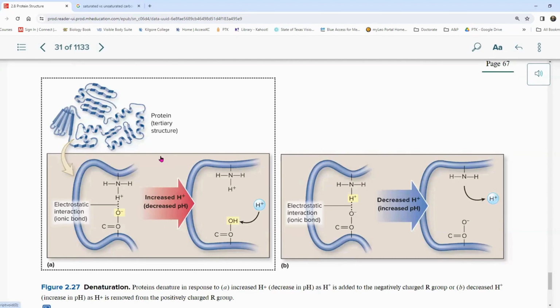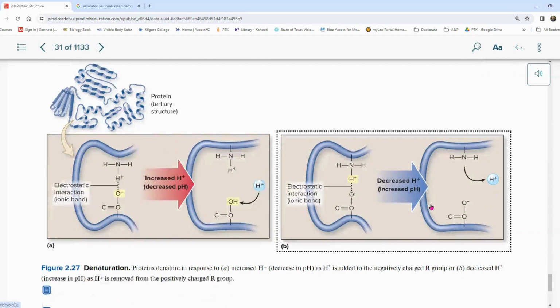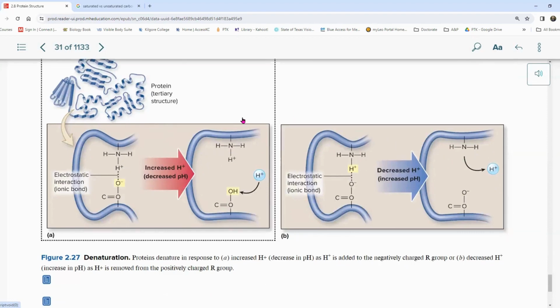Here it shows us a picture with how our protein is nicely folded. However, when we increase the pH or decrease the pH, you break that bond, so you change the structure of it, and now that structure no longer is able to function properly. So this is what this is actually showing.